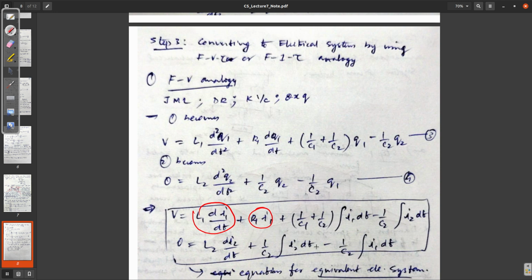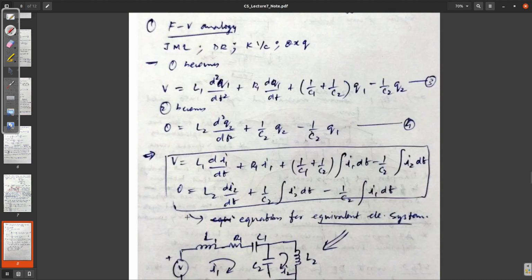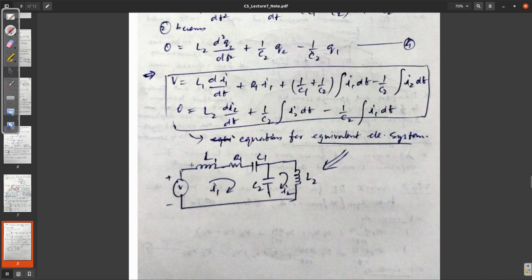Again, all these are voltage terms. So basically, we have written a mesh equation here. So how do you write the equivalent one? Here we have V equal to L di1 by dt plus R di plus (1 by C1 plus 1 by C2) integral i dt.